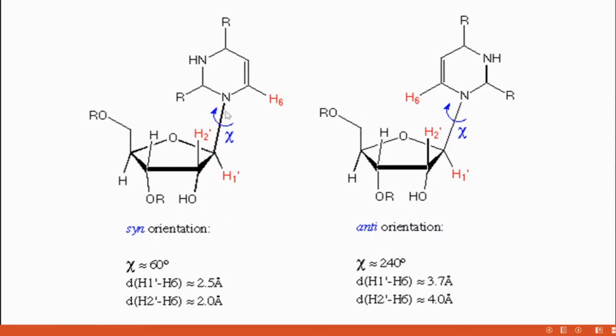Syn orientation means the bond is rotating only 60 degrees. And listen here, that functional group is on this side. As we move to the other orientation, the anti-orientation, the glycosidic bond rotates more, 240 degrees. Because of that, this group comes to the opposite side. This is the anti-orientation. You only need to understand what syn orientation and anti-orientation of the glycosidic bond are. For A-DNA and B-DNA, the glycosidic bond orientation is anti.